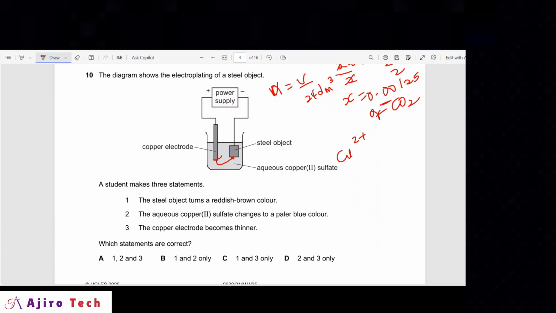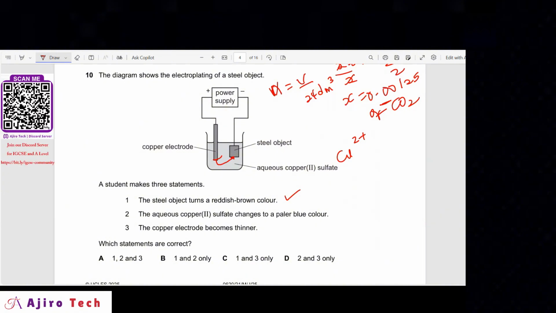Yes, because copper ions are moving to the surface of the steel; let's use copper ions because it's an ionic solution. That's correct. The second one says the aqueous copper(II) sulfate changes to a paler blue color. No, the color remains the same, because as copper is being lost from the electrolyte, the electrode returns it back. So it's basically a balanced reaction going on there. So this one is wrong.